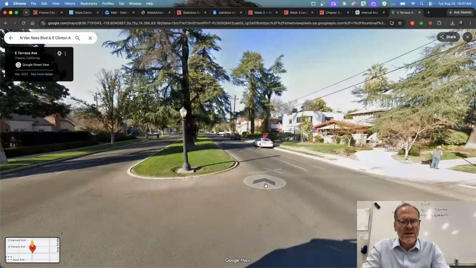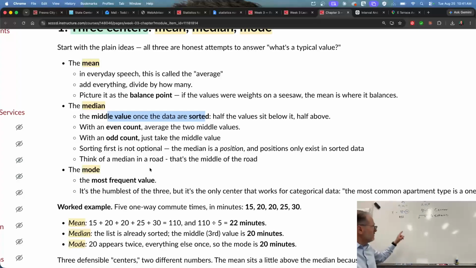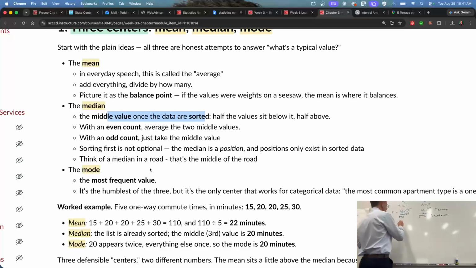The median is the middle of the road. And likewise, here in statistics, the median is the middle value once the data is sorted. So what's my median value for each of these? My mean is 10, right? This is my mean. What's my median? My median is also 10. Okay? So mean, median.